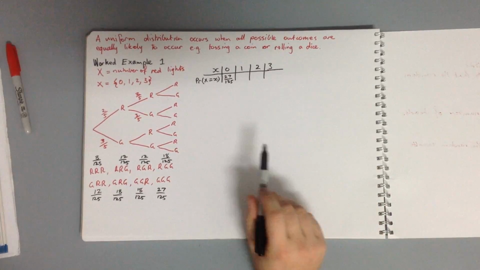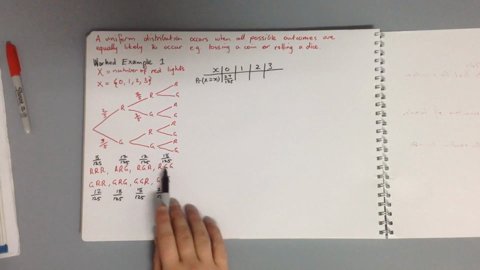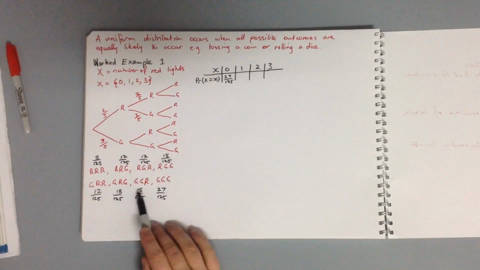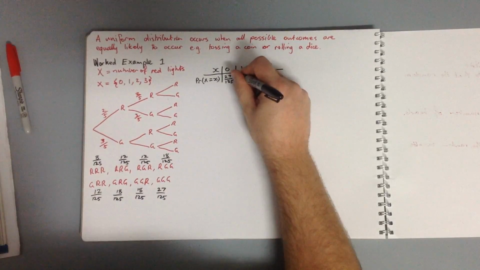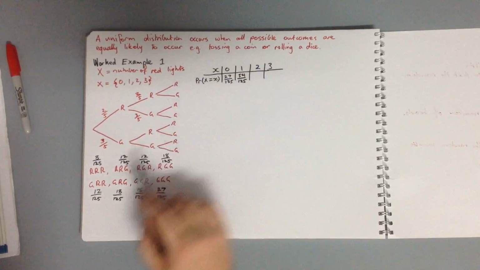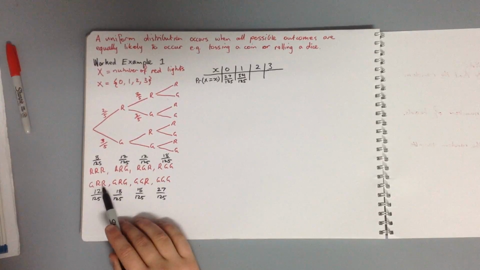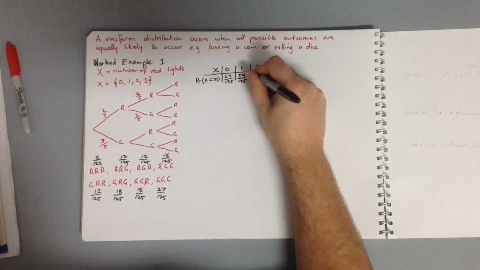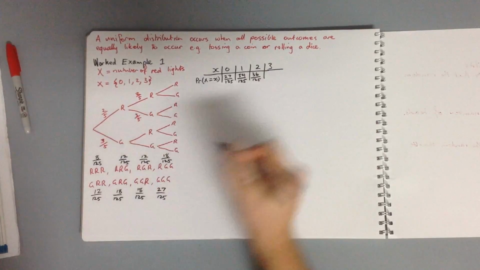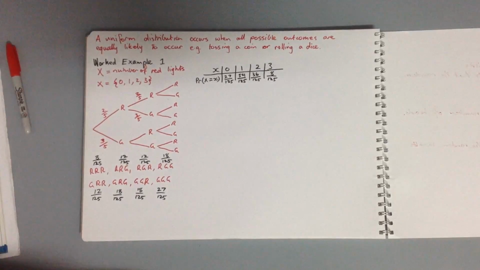Okay, when we look at getting one red light, that is our red, green, green, or our green, red, green, or our green, green, red. So it'll be 18, 18, and 18, which is 54 on 125. If we have a look at two red lights, well, it's red, red, green, red, green, red, or green, red, red. When we add those together, we get 36 on 125, and our three red lights is simply our 8 on 125. Okay, so that's our probability distribution.